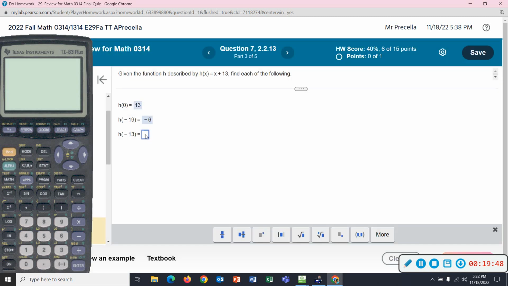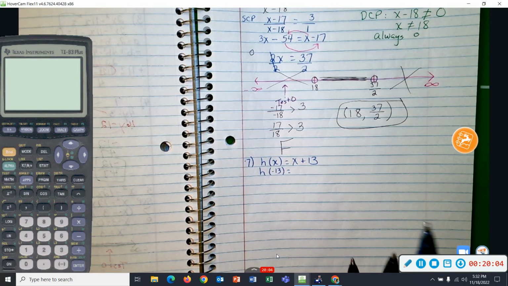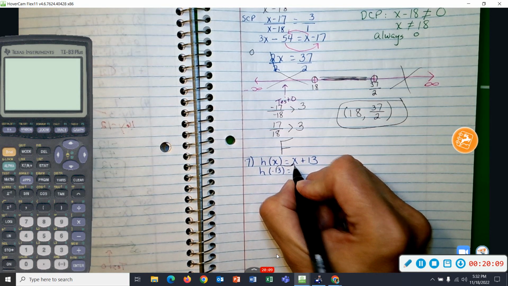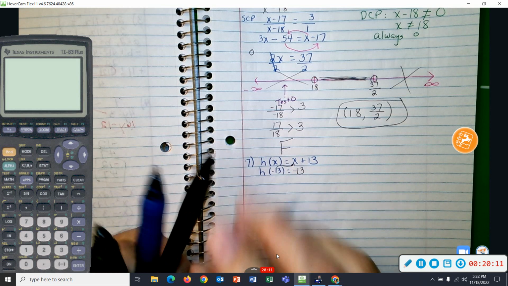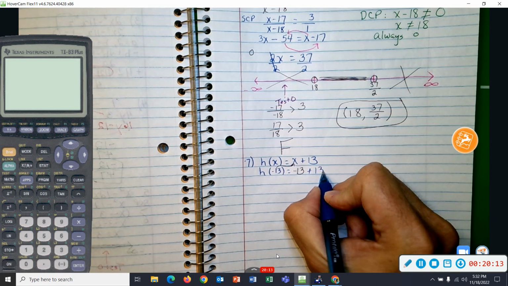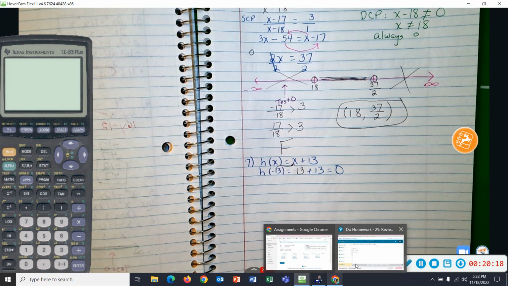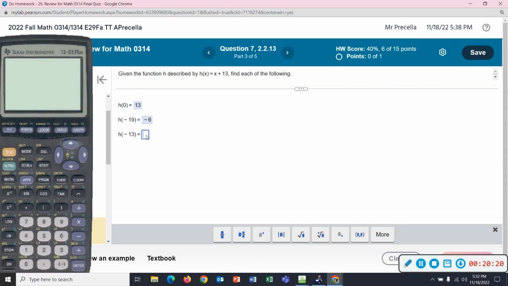Oh, what about this one? h of negative 13. Plug negative 13 in for x. Not that this one's any harder than the other ones, but I want to have something written there. You're plugging the negative 13 in for x. So you'd have a negative 13 plus 13. That's going to give us a zero, isn't it? Just trying to show my thought process there.